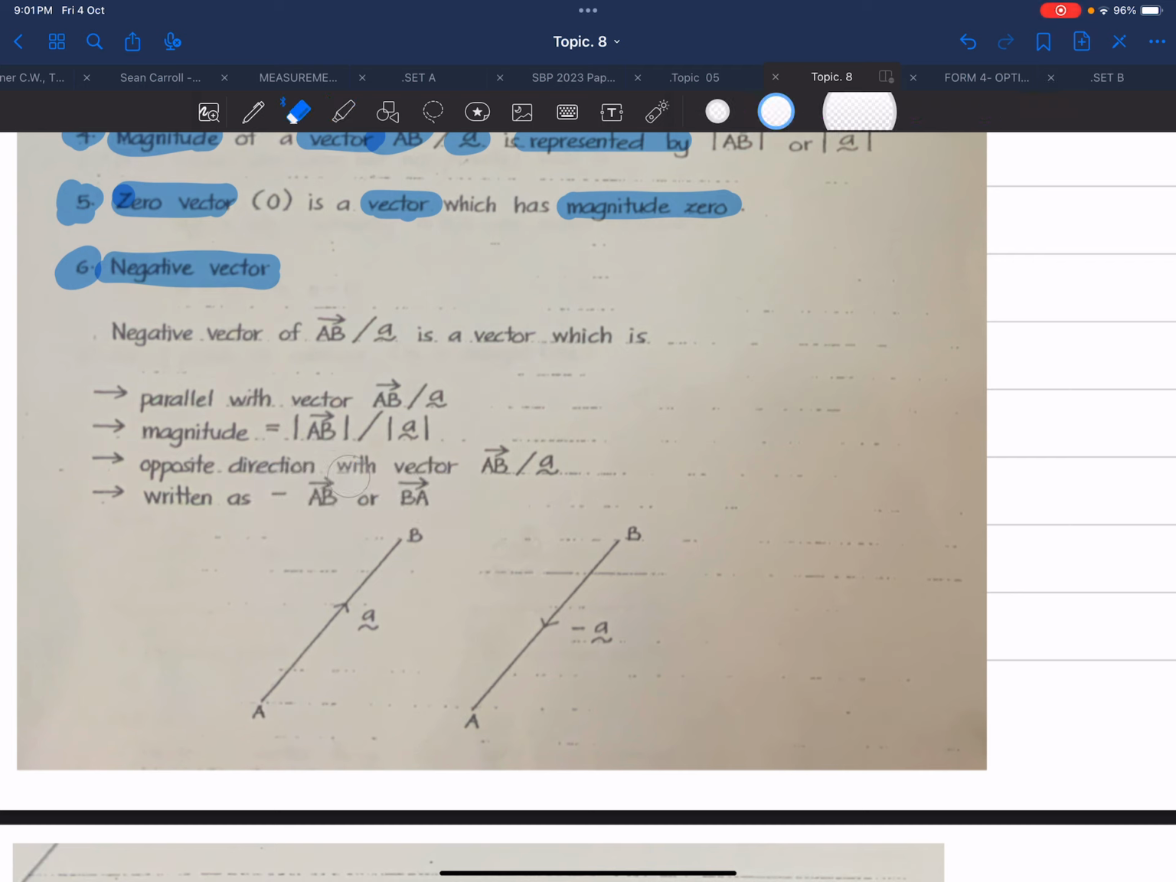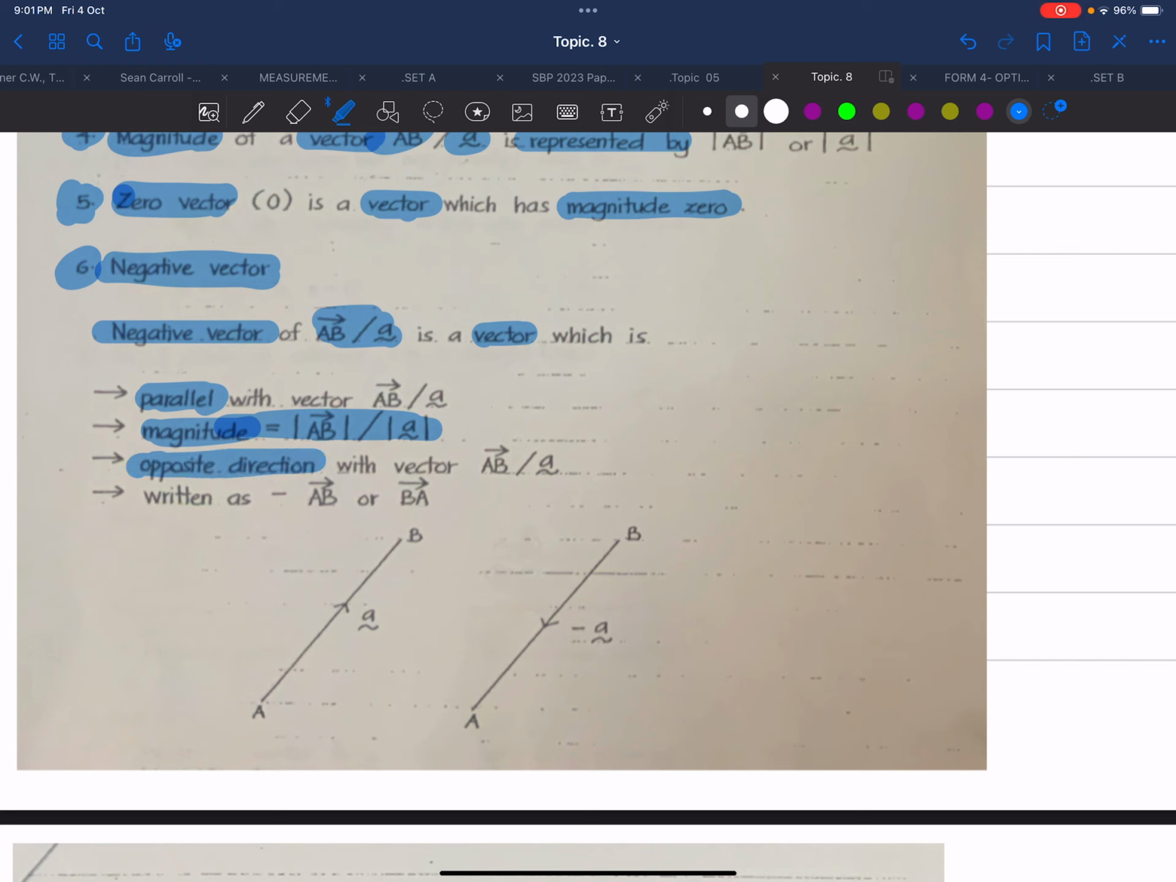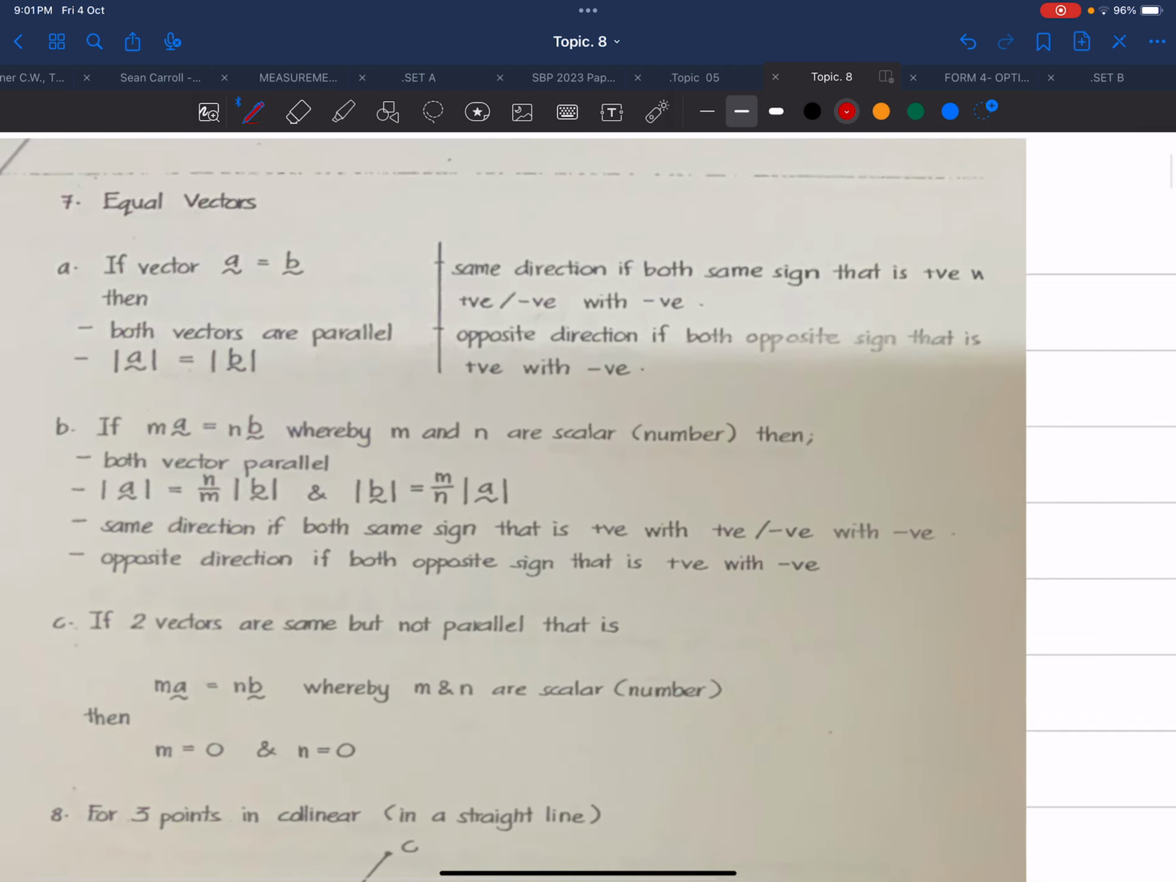So let me highlight this. Negative vector of a vector AB. It is a vector parallel to the original vector. The magnitude same as the original vector, but it must be in the opposite direction with the original vector. And it is written as negative AB or BA. So negative AB same as BA. You just exchange the alphabet. Okay. Next, we look at equal vectors.